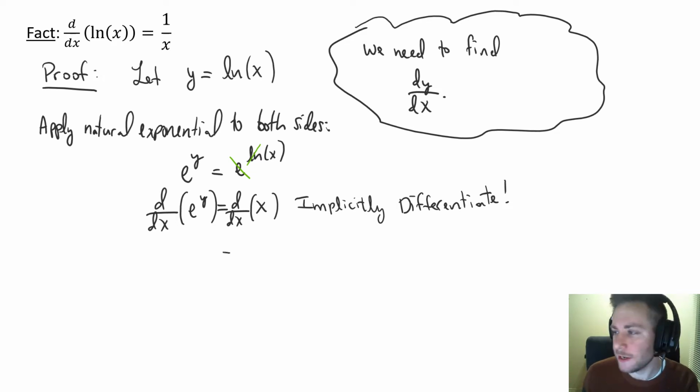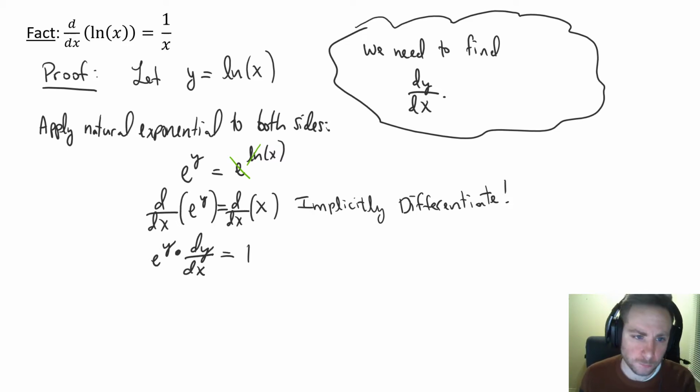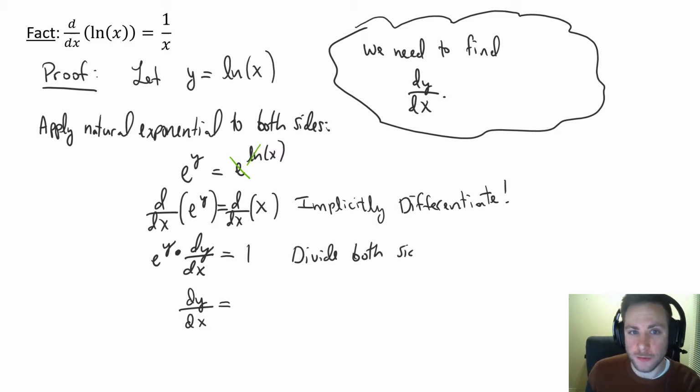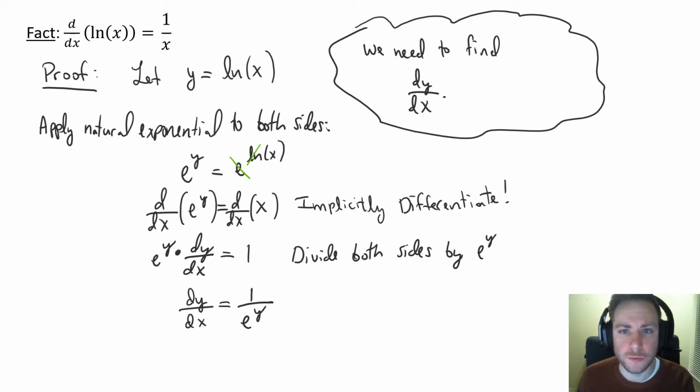Now, the right-hand side is easy. The derivative of x with respect to x is just 1. And on the left side, we know the derivative of e to the y is just e to the y times the derivative of y according to the chain rule. Now, let's not forget that dy over dx is what we're trying to solve for here. And we can do that now by just dividing by e to the y on both sides.